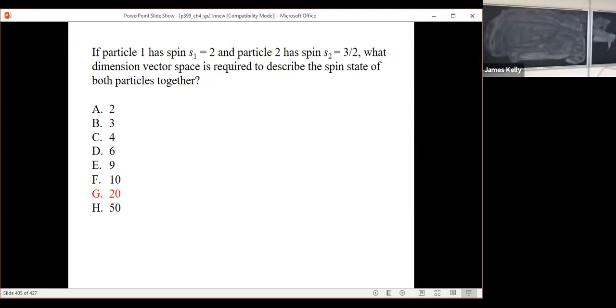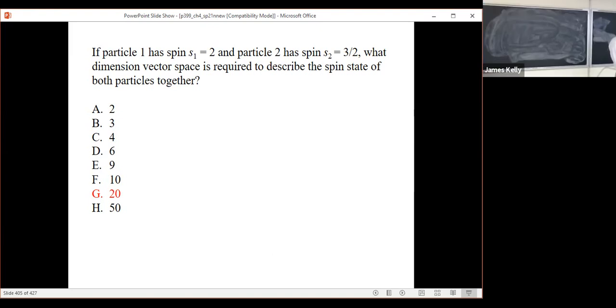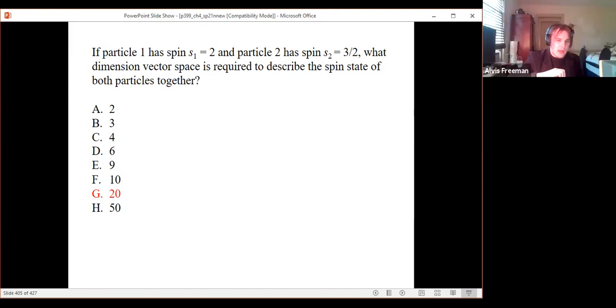So where does that G come from? Alvis, you want to explain how you got 20 there? We can't hear you, you're muted. Testing. Yes, we got you now. Well, spin 1 is equal to 2, so it has a total of 5 possible states. Spin 2 has a total of 4 possible states for 3/2. And therefore you just multiply them together to get the correct dimension.